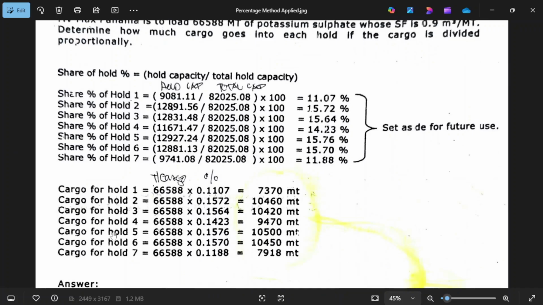You write down the numbers 1 to 7, then put down the maximum cargo to load, multiplied by the percentage. That will be 11.07, that is 0.1107, and 15.72, that will be 0.152, and so forth until you get to cargo number 7. The value you get when you multiply the maximum cargo to load by your percentage will be the value of your cargo in each hold.